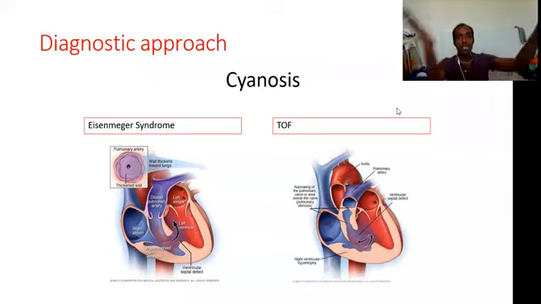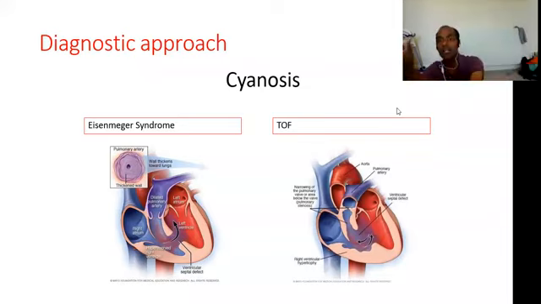Cyanosed patient, is it Eisenmenger? Is it tetralogy of Fallot? How do you make that differentiation? I have told you the answer. What is the main thing driving Eisenmenger? It is pulmonary hypertension. So the patient will have full-blown signs of pulmonary hypertension.